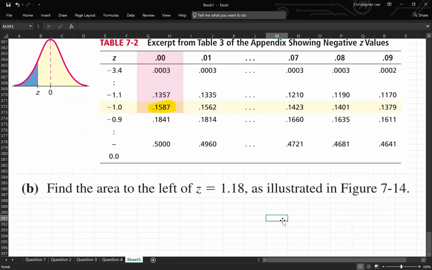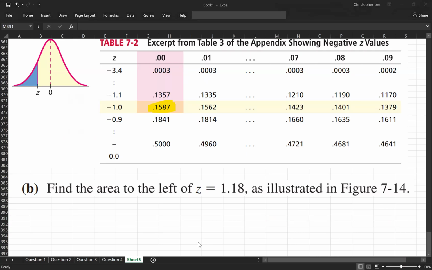And then go across to the 8. So remember, I'm looking for where they intersect. So 0.1190. All right, let's check it. Not quite, not 0.1190.